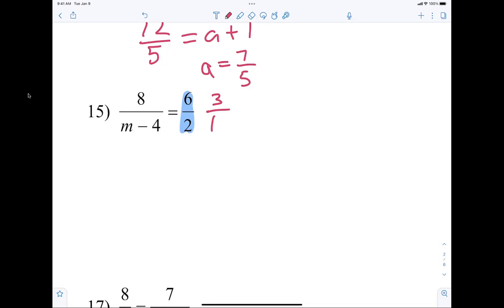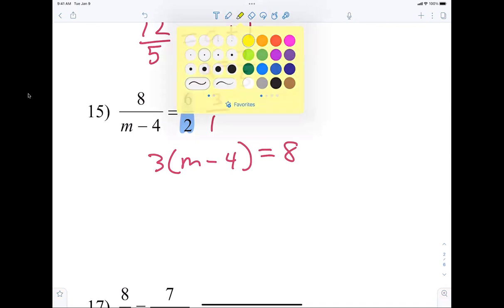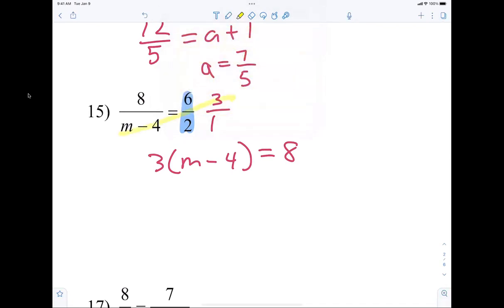So now when you cross multiply, you can say 3 parentheses m minus 4 equals what? 8. We just cross multiplied. For those of you guys who are still looking at it, staring, not sure what's going on, I multiplied those together, and then I multiplied that together.